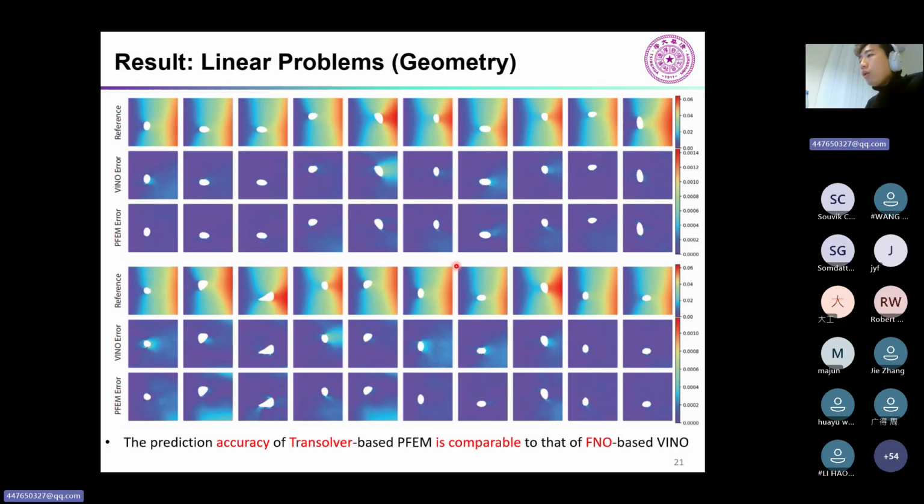For example, we also compare with Vino because Vino uses FNO. So we ask: how is the result if we compare with Vino? The second line is the Vino result. The third line is our result. You can see our results are very, very close to the Vino result. However, in Vino, we must use a grid, so it is not very convenient for a complex geometry problem.